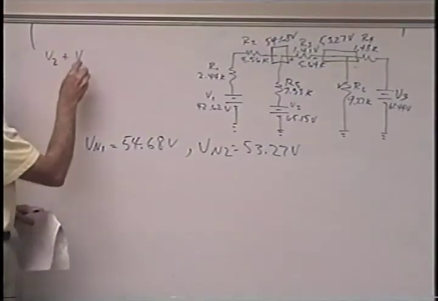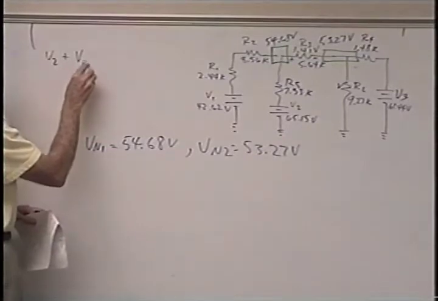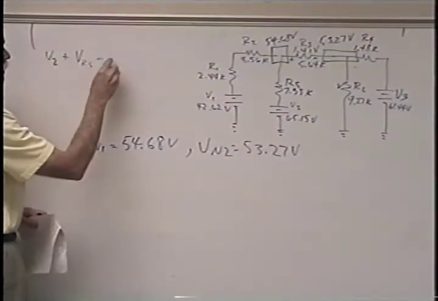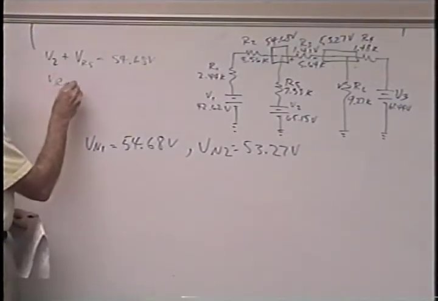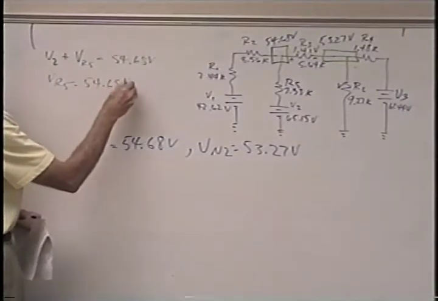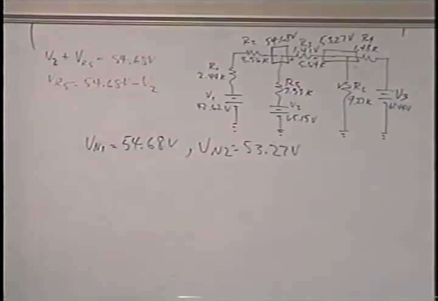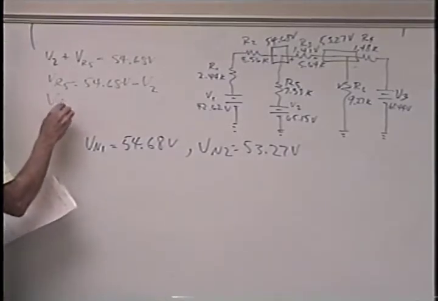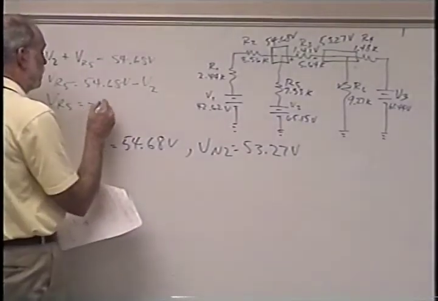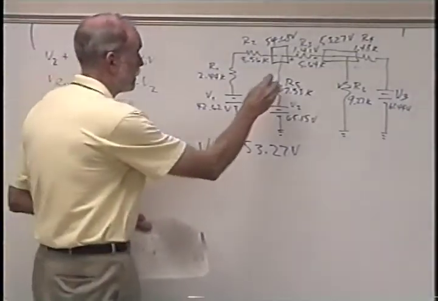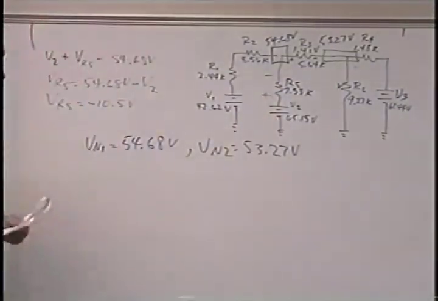V2 plus the voltage drop across R5 equals 54.68 volts. So VR5 has to equal 54.68 volts minus whatever the source voltage V2 was. V2 is 65.15 volts. So the voltage drop across R5 is equal to negative 10.5 volts. That just simply means that the top of the resistor is negative with respect to the bottom of it. 10.5 volts.